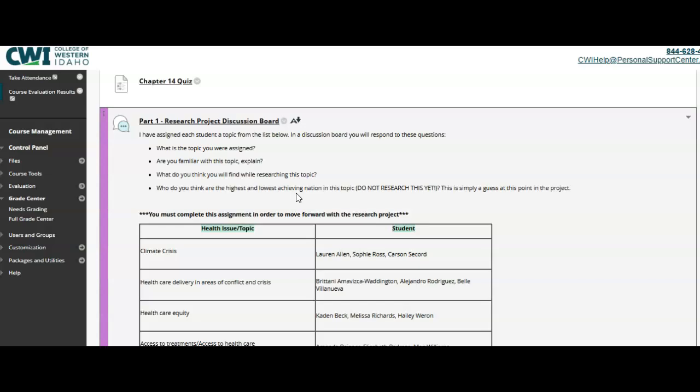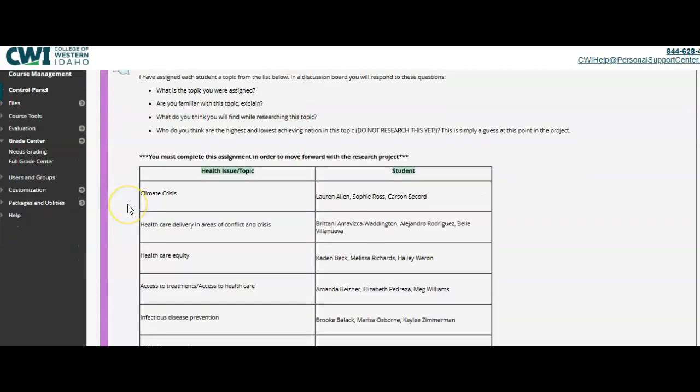For example, maybe for one of the topics you think Sweden is going to be the highest, and you think Nicaragua is going to be the lowest. And so that's what you would state. It's really very simple, just putting down a guess. So it's not something that you're going to get right or wrong.